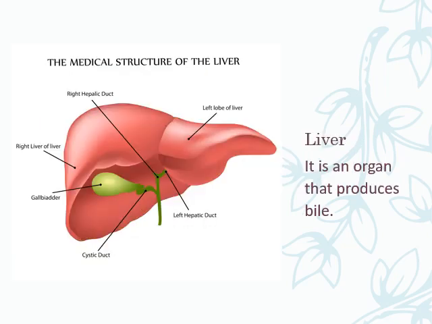Well, next, the last organ is liver. Liver is an organ that produces bile. Liver is a roughly triangular accessory organ of the digestive system located to the right of the stomach, just inferior to the diaphragm and superior to the small intestine. The liver weighs about 3 pounds and is the second largest organ in the body. The liver has many different functions in the body, but the main function of the liver in digestion is the production of bile and its secretion into the small intestine.